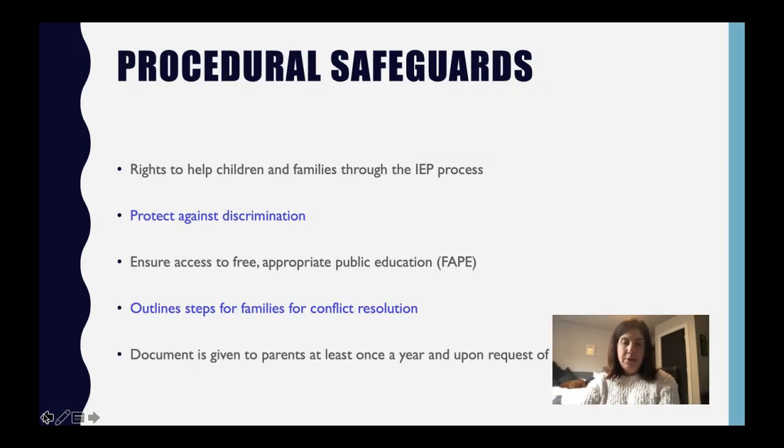So procedural safeguards, we talked about this earlier on in the semester. It gives parents the right to help children and families through the IEP process. It protects children against discrimination. It ensures that free and appropriate public education for students, all students. It outlines the steps for families to resolve conflict. And it talks about that document, the procedural safeguards document that is given to parents at least once a year and upon evaluation.